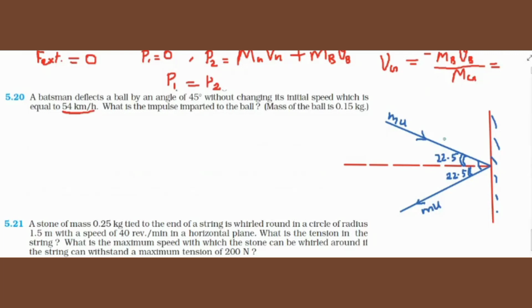Now I'm going to resolve the initial momentum into components. So like this, one horizontal component and one vertical component, and one horizontal component in this one. Vertical component will be downward and horizontal component will be in this way. Actually it has to go along this red line. Okay, just you have drawn like this only. So now you know the angle is taken here, so that momentum will be mu cos 22.5, and this one will be mu sin 22.5.